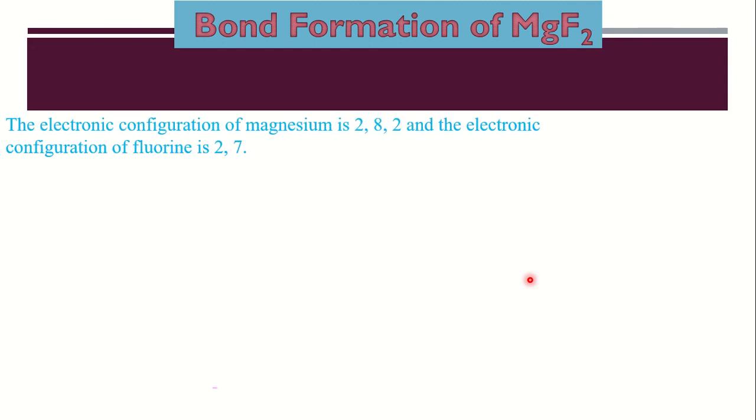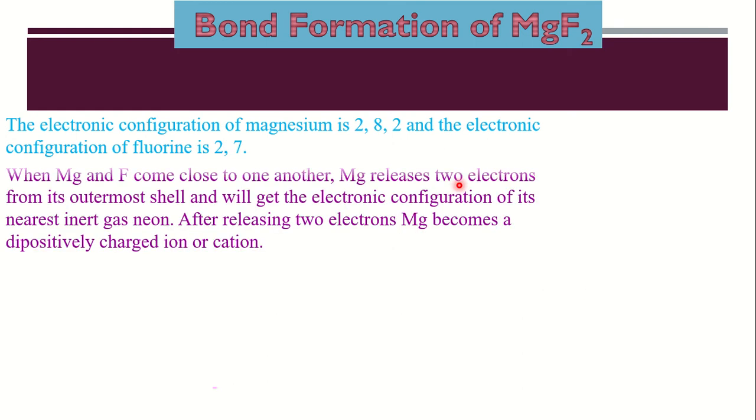Now we will read the bond formation of magnesium fluoride. Same process, but here magnesium releases two electrons but fluorine needs one electron. So two fluorine atoms will come to accept those released electrons of magnesium. Here the electronic configuration of magnesium is 2, 8, 2. So magnesium releases two electrons and the electronic configuration of fluorine is 2, 7. So fluorine needs one electron.